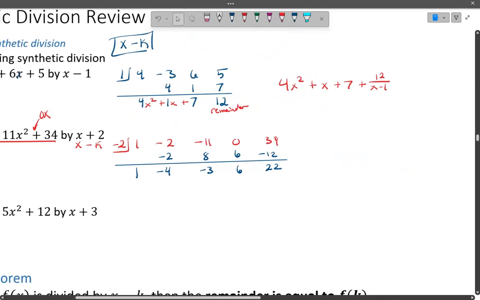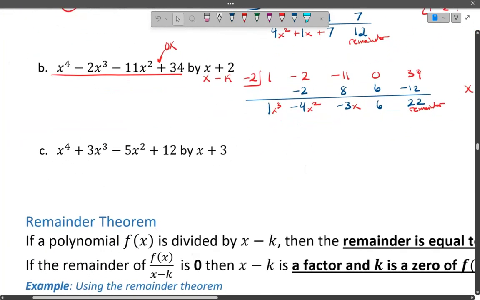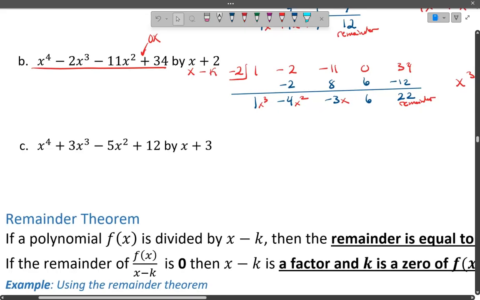Again, we're going to go 1 degree less, and since we started with a 4th degree, this is going to be x to the third, x squared, x, constant, and the remainder. So we'll write our quotient as x to the third minus 4x squared minus 3x plus 6 plus 22 over x plus 2. I encourage you to try this one on your own. Go ahead and pause, and then check your work with me when you're done.